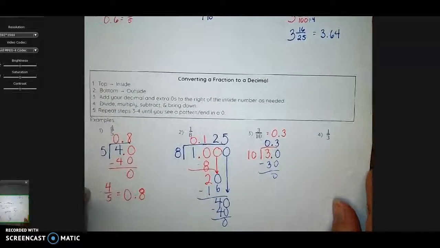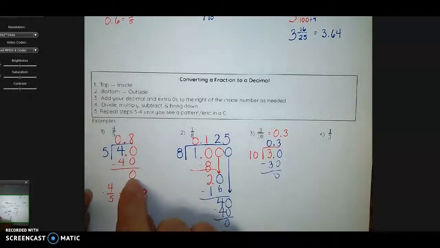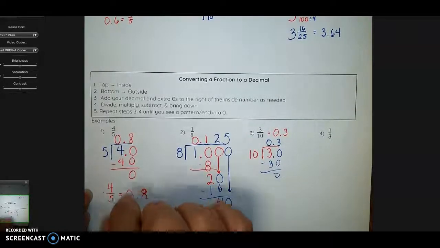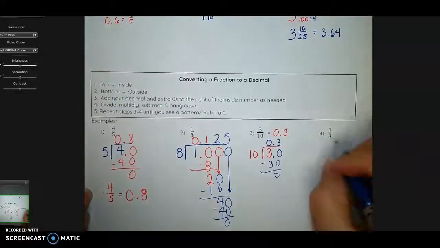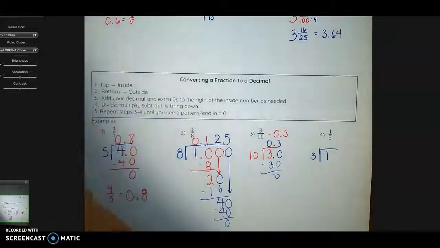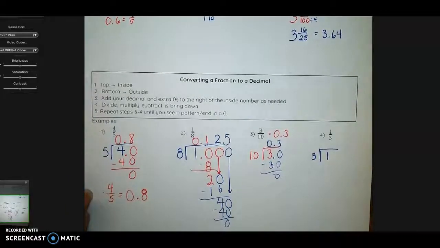Now these are all what we call terminating decimals, because when I got to the end, I ended with a 0. I was able to come to a terminating or stopping place. This next fraction, when I turn it into a decimal, we're going to find that that never happens. I never get to that 0 there.